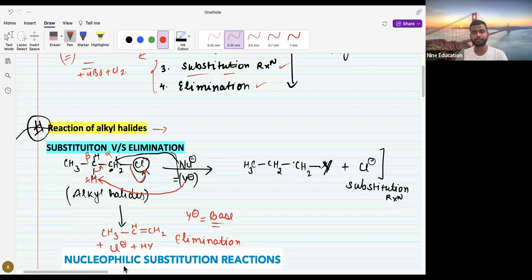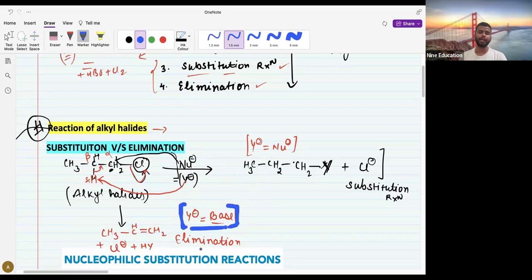Understanding or not? So these two reactions you should always remember, in which this Y negative is acting as a nucleophile and this Y negative is acting as a base. In these two, if Y negative is acting as a base, it will do elimination. How will it do elimination? It will attack the beta hydrogen and make the double bond. Alkenes are made from alkyl halides, removing the Cl minus.